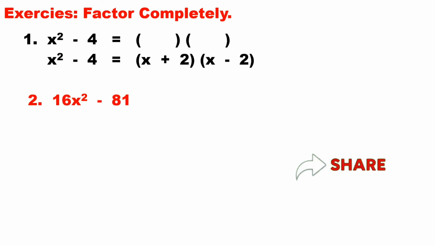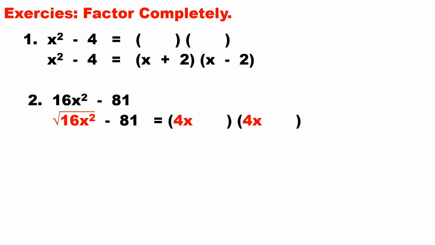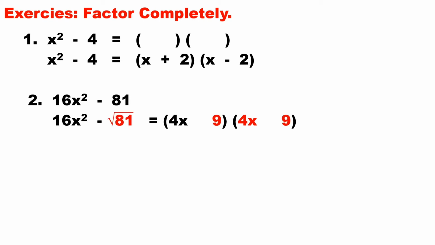Number 2, factor 16x squared minus 81. Get the square root of 16x squared equals 4x. Square root of 81 equals 9. Express the first as the sum, the second as difference. Therefore, the factors of 16x squared minus 81 are quantity 4x plus 9 and quantity 4x minus 9.